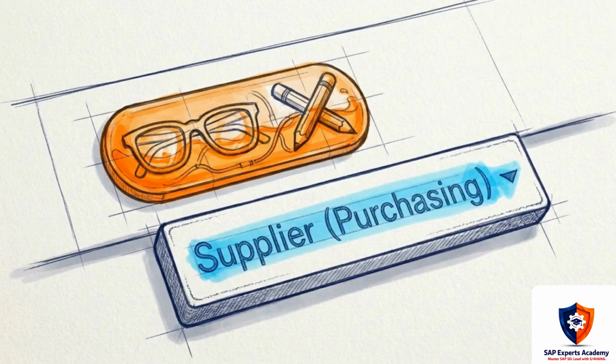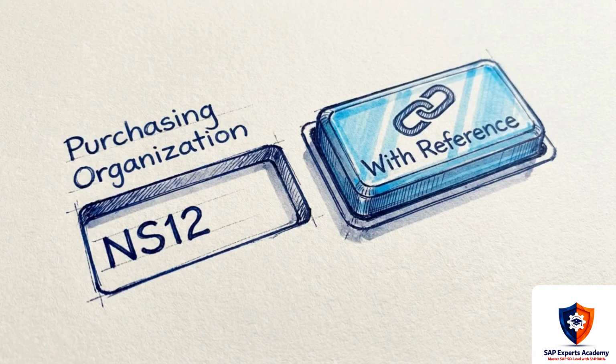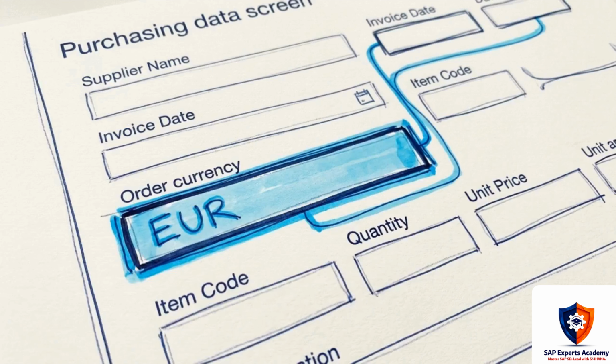To extend this to purchasing, switch to Change Mode and select the Supplier Purchasing Data role. Enter your purchasing organization and use the With Reference function again to pull in the operational data from your template. Review the auto-populated fields and enter any remaining mandatory data, such as the order currency, before saving.